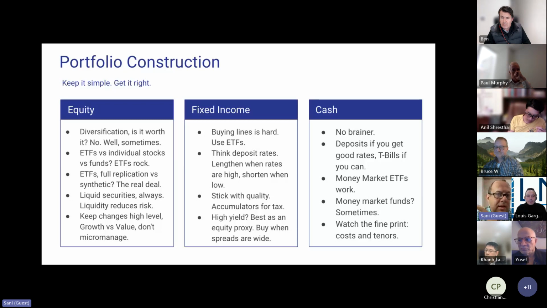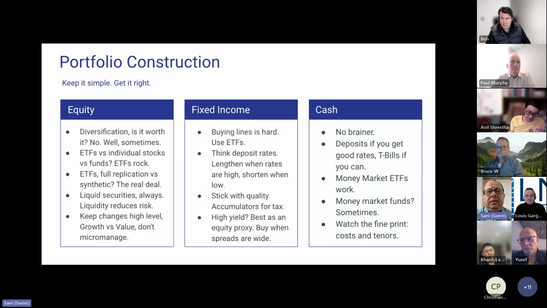Stick with quality. That's something I would say for people who perhaps don't have the resources to investigate more complex bonds and more complex aspects of bonds, like high yield or other features like convertibles and so on. So I would just keep it simple and stick with quality. But at the end of the day, I would just buy an ETF, an index that represents what I'm trying to get out of the bonds, and leave it at that.